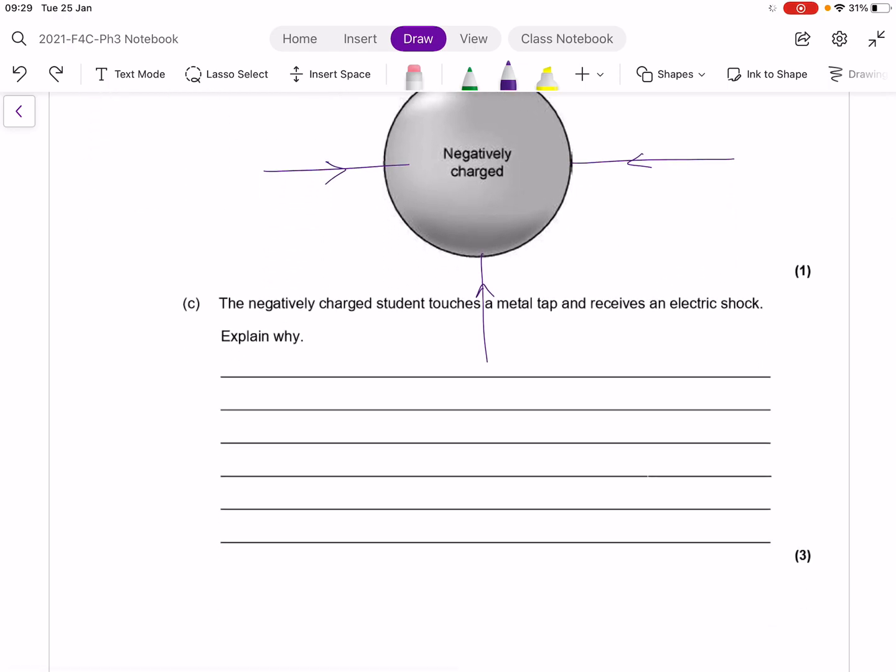The student touches a tap, receives an electric shock. So why does this happen? Okay, so we're getting a shock, so that means there must be a current flowing, so there must be a potential difference. So there is a PD between student and tap. So that'll cause electrons to flow, or charges to flow, or current to flow. So I'm going to say current flows between student and tap.